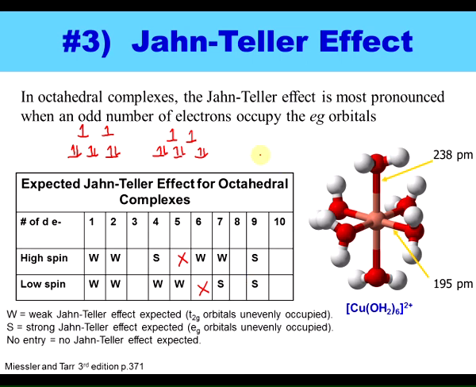But for a d9, remember from the previous slide, it doesn't matter which arrangement. 1, 2, 3, 4, 5, 6, 7, 8. That last electron will go into one or the other, so it splits, and here we see that axial elongation. That bond gets longer to relieve that degeneracy, and so those orbitals will split into different energy levels.